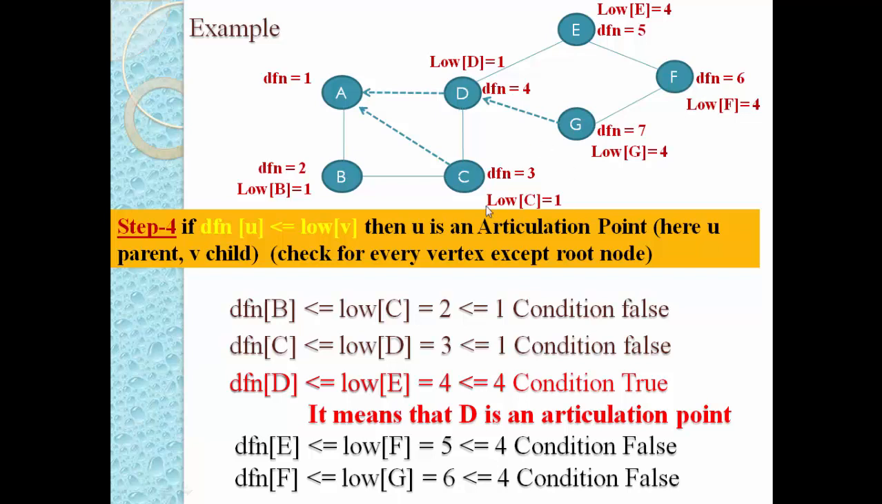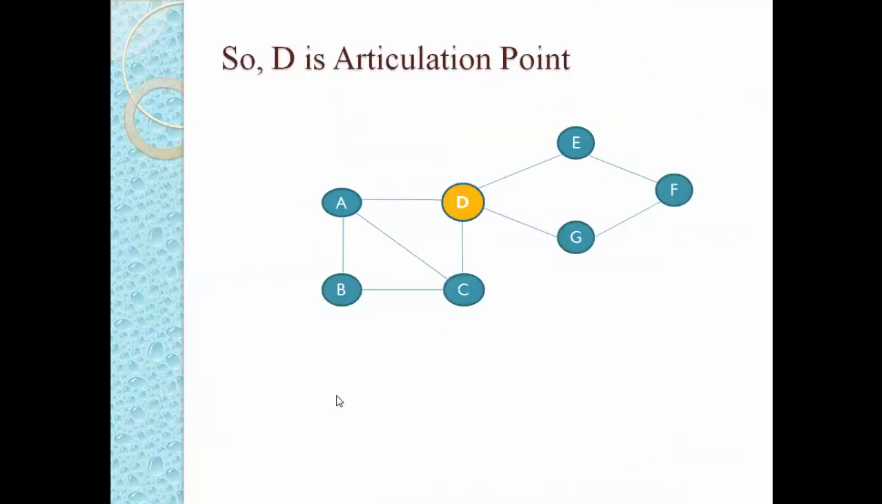So in this way we can check each and every pair of the graph, and once the condition is true, it means that our parent node itself is an articulation point. So in this way we can find the articulation point, and for this graph D is the articulation point. So this is all about how we can identify the articulation points of a graph.